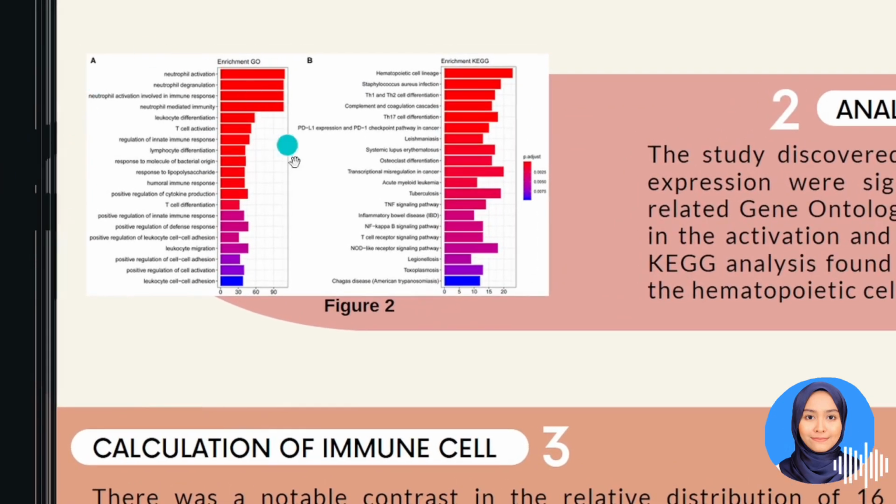In Figure 2a, the top 20 enriched GO terms are presented, sorted by the largest number of genes. The horizontal axis represents the count of enriched genes, while the vertical axis displays the name of corresponding GO terms. In Figure 2b, the result shows the enrichment of 20 CAC pathways with the largest number of genes. The horizontal axis represents the number of enriched genes, and the vertical axis indicates the names of respective CAC pathways.